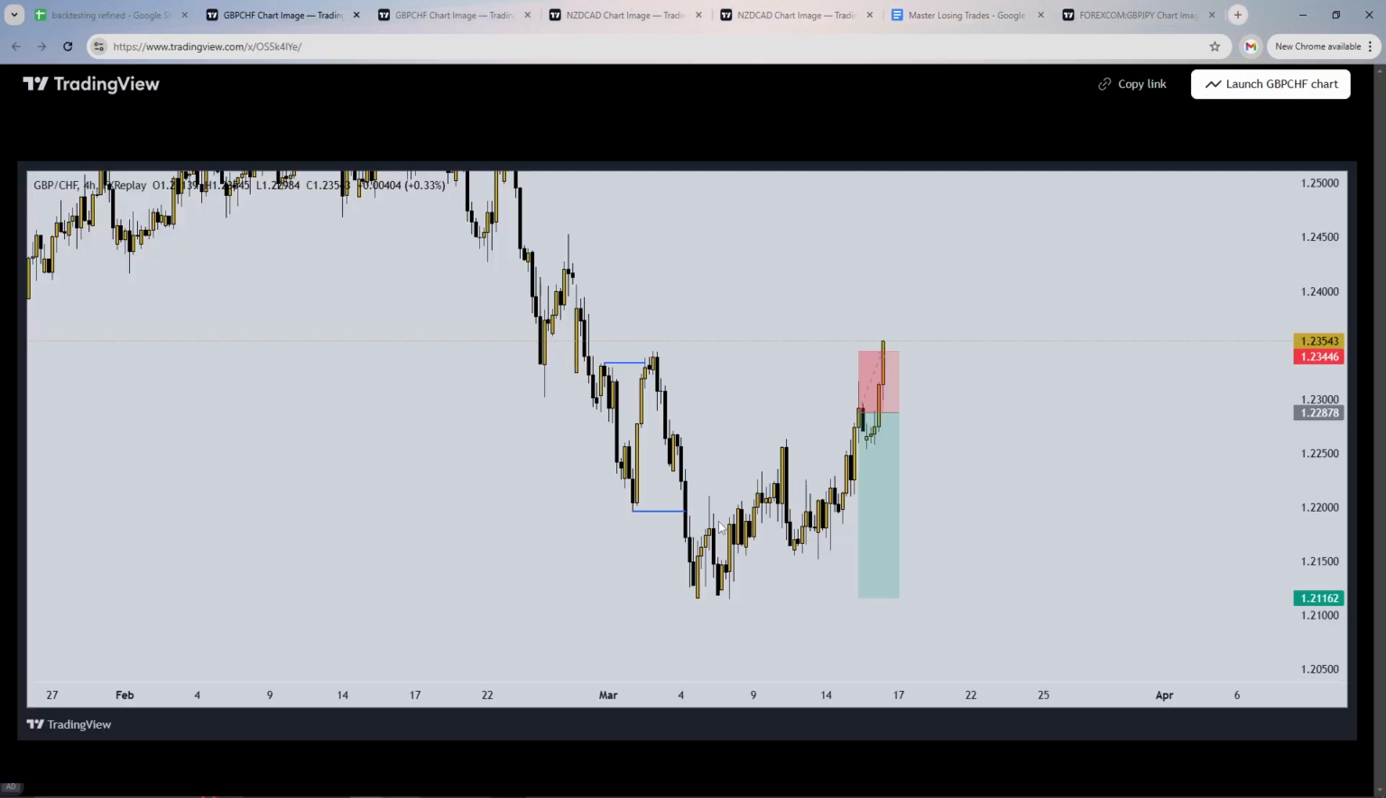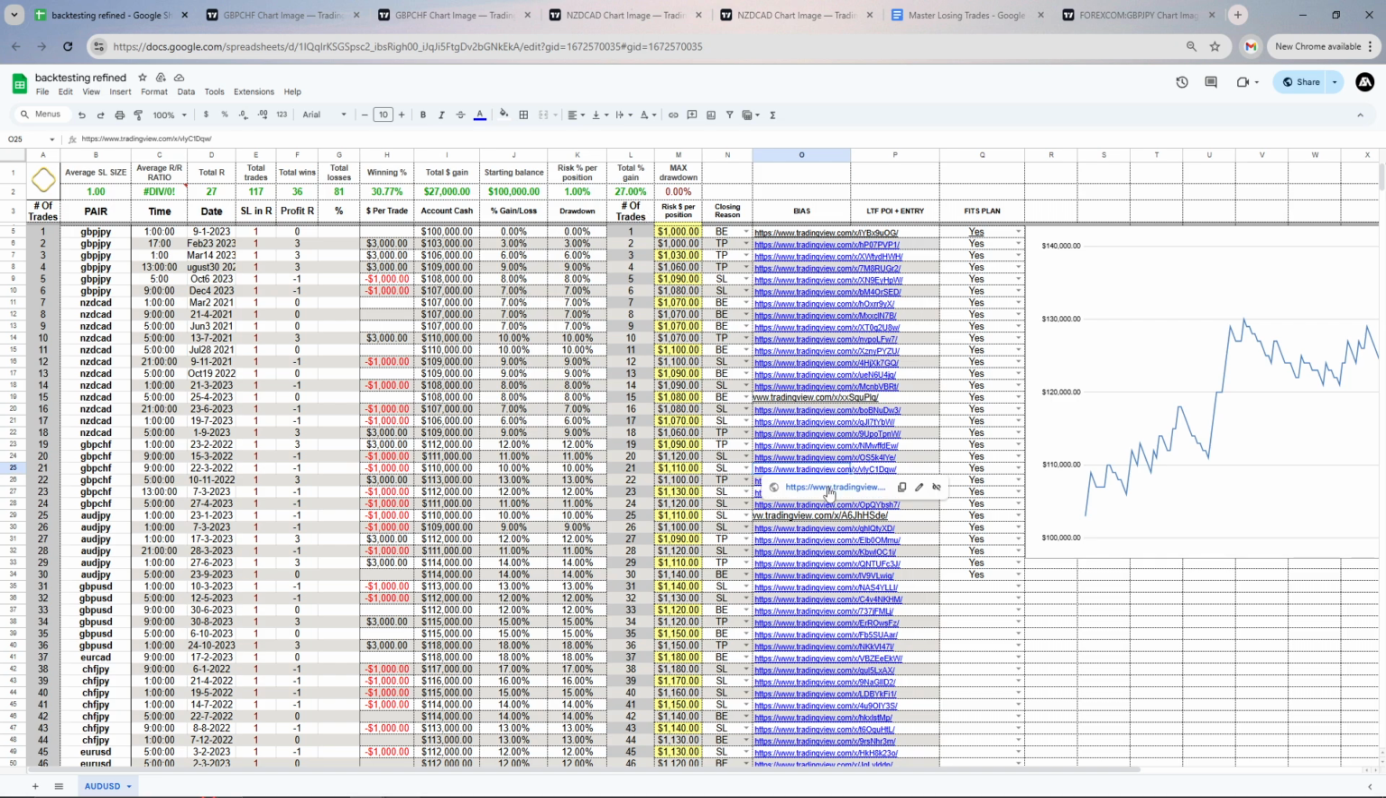See what else we got here. This one's not bad. I will say that the sweep is a little bit odd here, but I think regardless, it's a pretty solid trade. I feel like I may have even taken that one live as well.